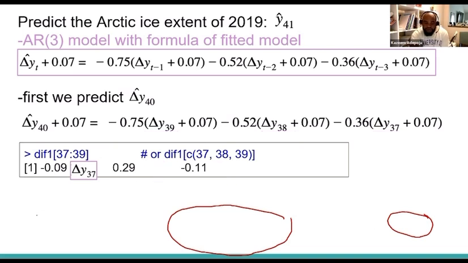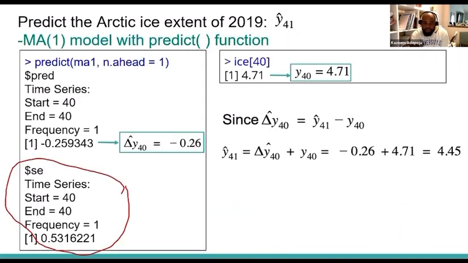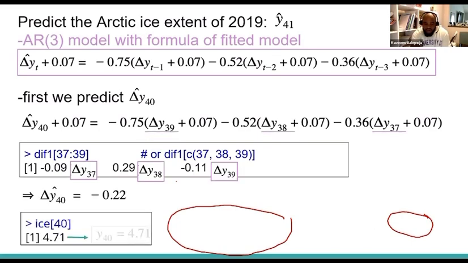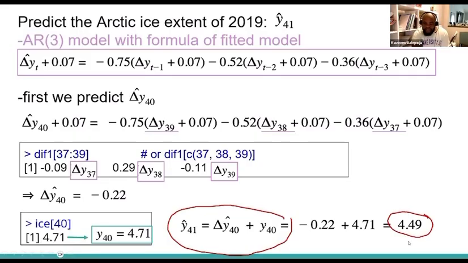The MA of order 1 gives 4.45. But AR of order 3 predicted 4.49. Okay, why, once again, why do I actually use two models?